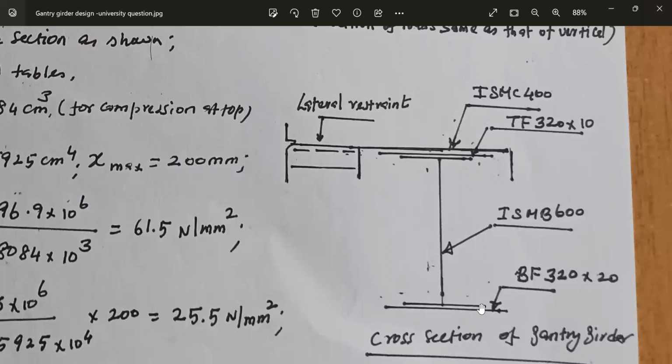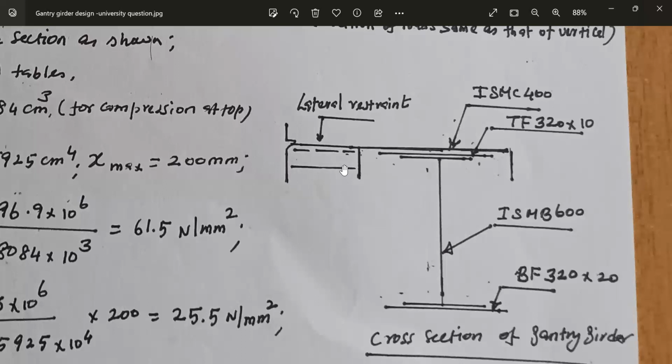Gantry girder will be running along the length of the building. This will be supported on the brackets from the column. Then adjacent to the gantry girder, there will be one tie beam. This tie beam will be supported on the column web. Tie beam and gantry girder both are parallel, both running along the length of the building. They are connected by means of a lateral bracing, by means of an angle.